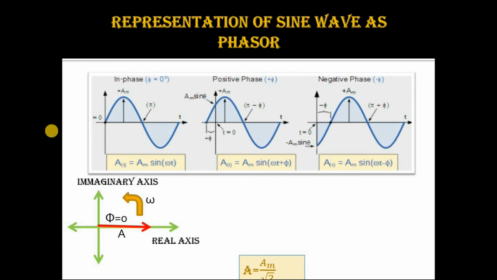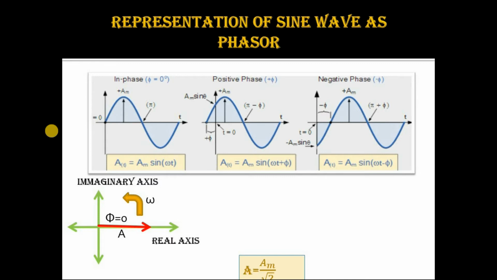Since the phase shift phi equals 0, the red line indicates the phasor whose magnitude is A, that is the RMS value Am by root 2. There is no phase shift, so it coincides with the positive real axis. The direction of rotation is anti-clockwise with the angular speed omega. Clear? Next, the second waveform.